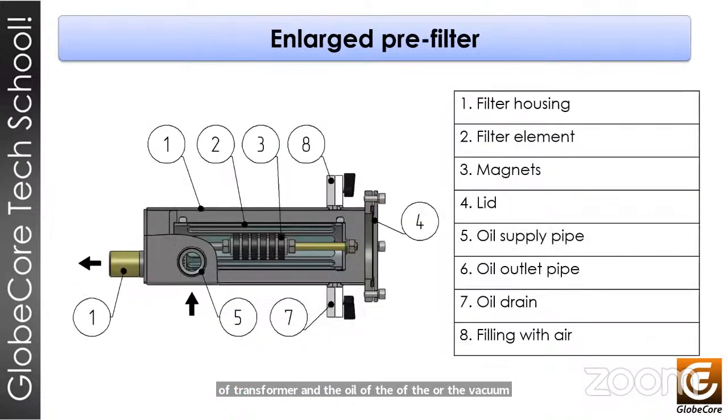Okay, we have here the enlarged pre-filter. This is a particles filter, and it will help you remove different impurities coming with the oil in the inlet line. This pre-filter has magnets in the line, and that helps you remove metal particles. And this kind of filter is easy to watch. When you have a lot of contaminants inside of this filter, you can release the screws on the cover, move out this filter, and you can clean it with clean oil.